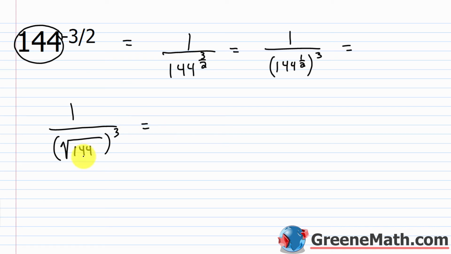And so the square root of 144 is 12. So this ends up being 1 over 12 cubed, which is 1 over 1,728. What about negative 128 raised to the power of 8/7?